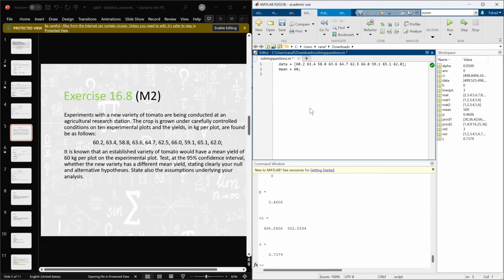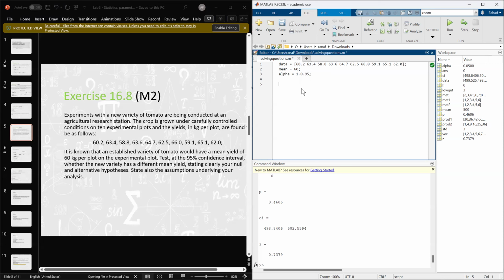Confidence interval is 95%, which means alpha is 1 minus 0.95. And here, whether the new variety has a different mean yield, which means different means we are using both tails, stating clearly a null and alternative hypothesis. Okay, so we have this information. You might have noticed that the standard deviation is not given. There's no standard deviation. So what that means is t-test.